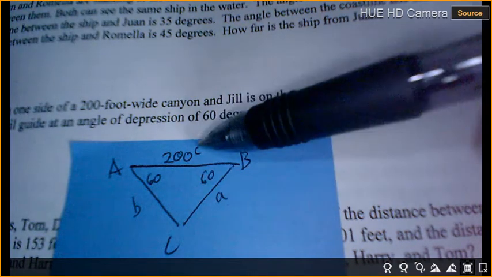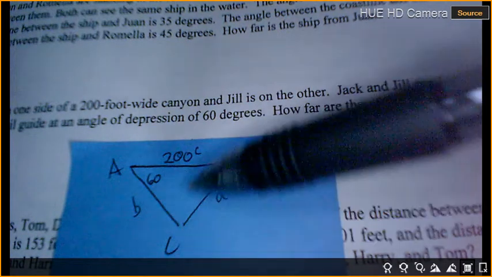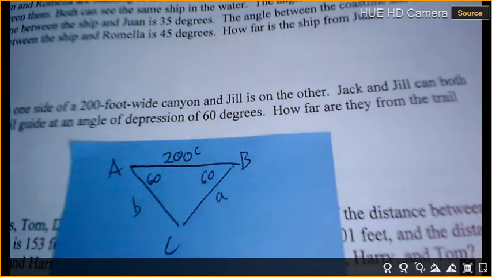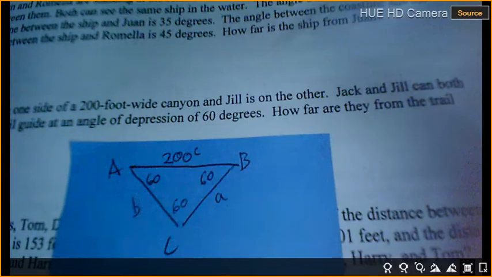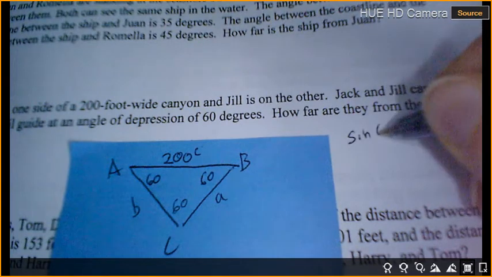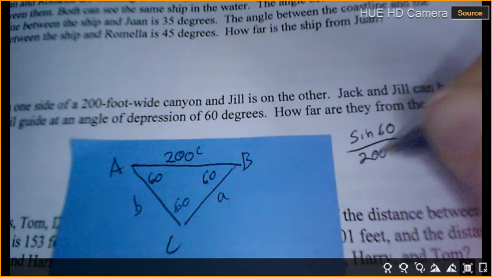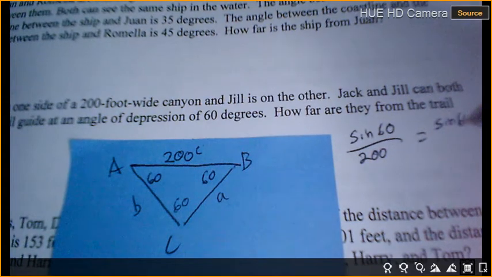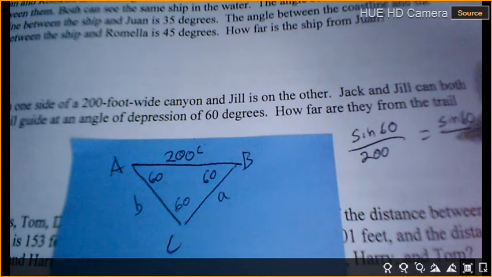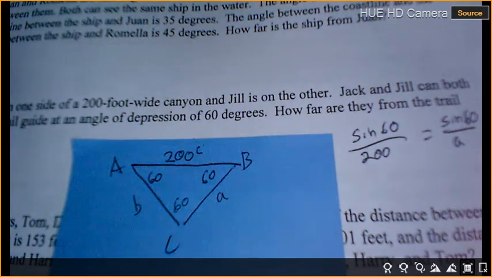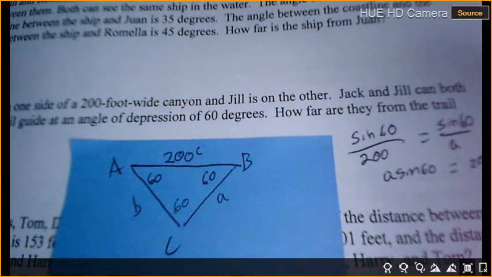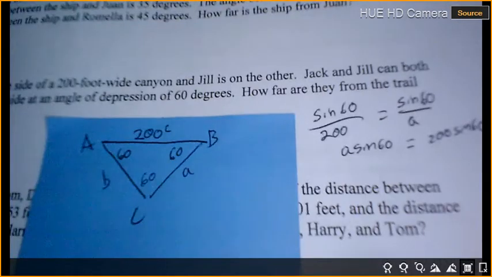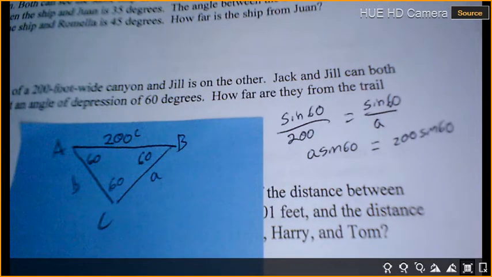Do we have the angle across from the one side we have? Could we find it? Because we could go 180 minus 60 leaves us with what? 60. So we could go sine of 60 over 200 equals sine of 60 over A. Cross multiply. A sine 60 equals 200 sine 60. And then we divide both sides by sine of 60.